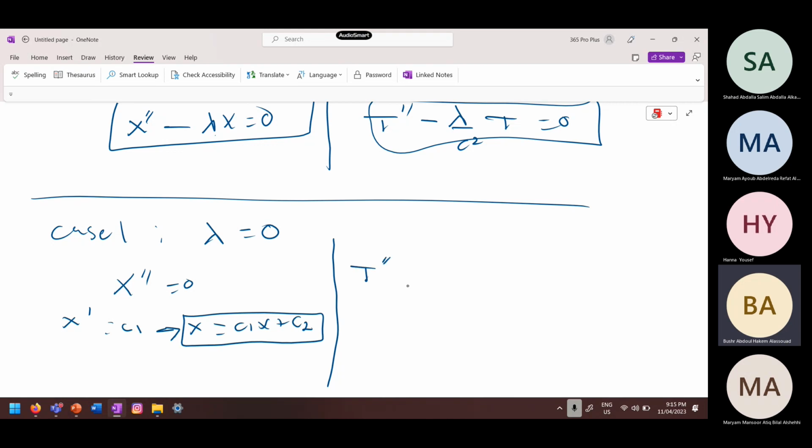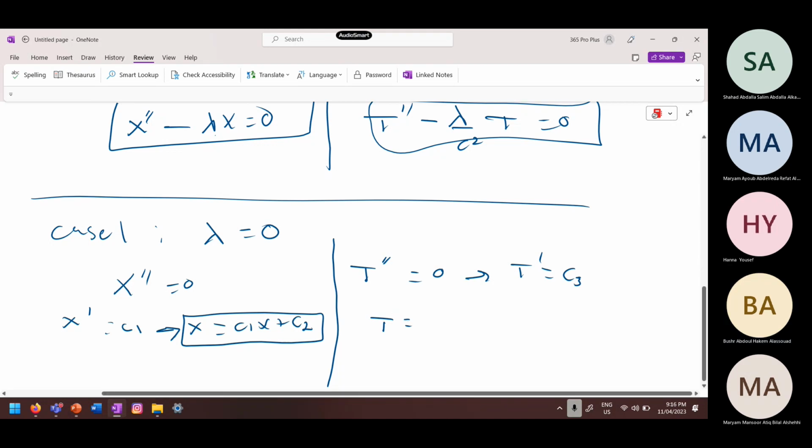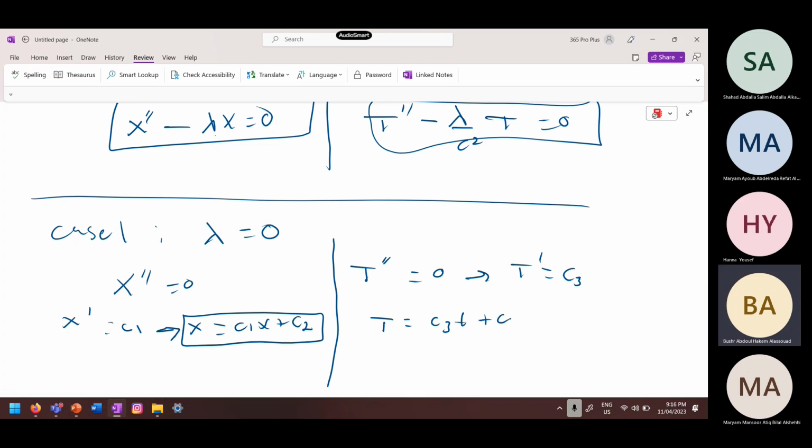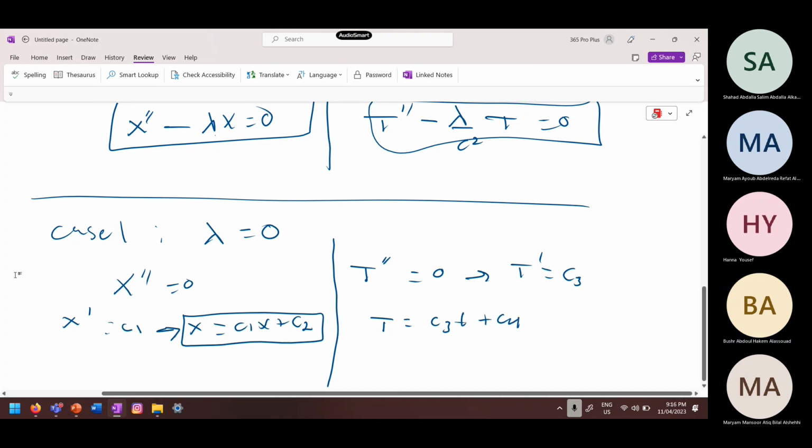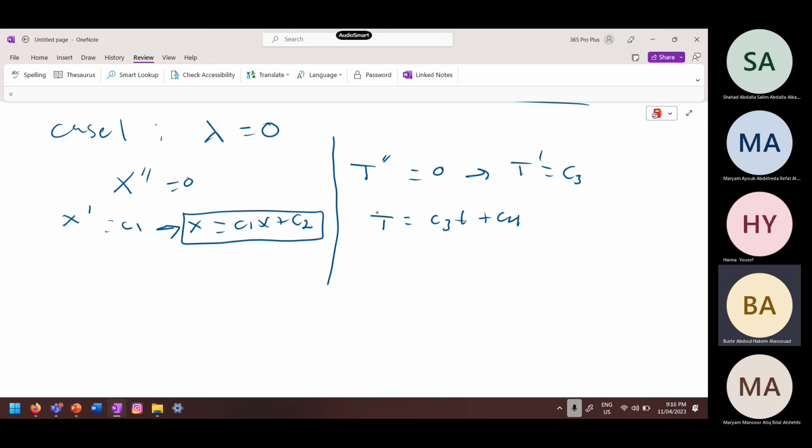As for t, the same thing goes here. Since lambda is equal to 0, this whole term will be cancelled. So t double prime is equal to 0, t prime is equal to c. So c1, c2, we have c3 here. And t is equal to c3 t plus c4. Okay, now we got the solution for the other variable.